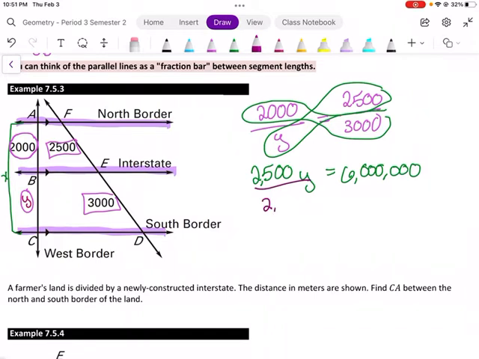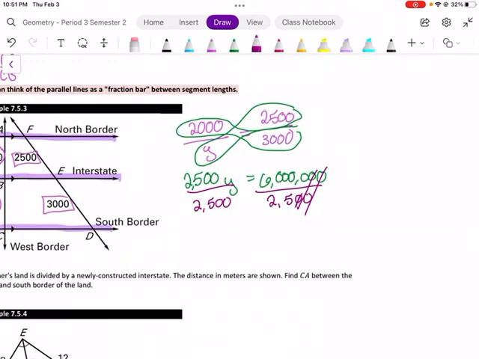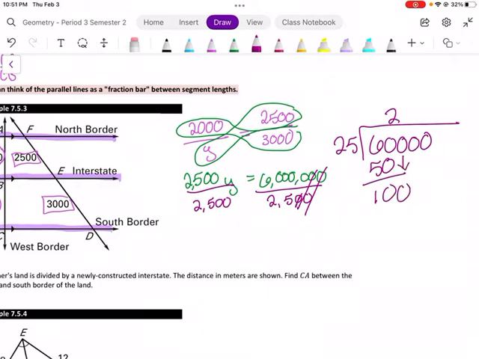Then we will go ahead and divide both sides by 2,500. Cancel out some zeros and do some long division. 50. Okay, so y is going to be equal to 2,400.